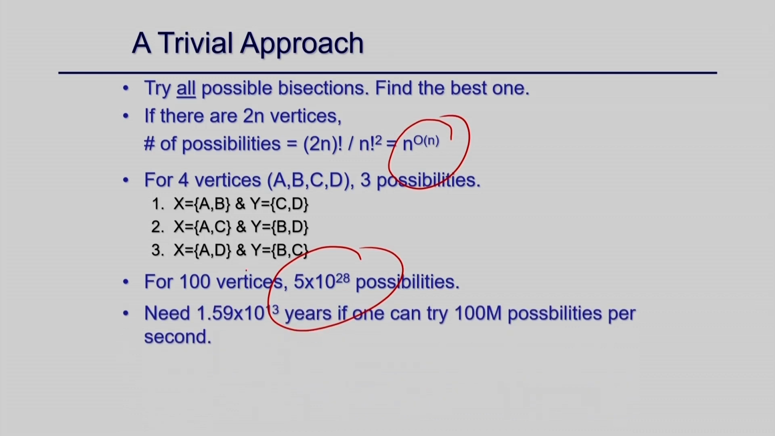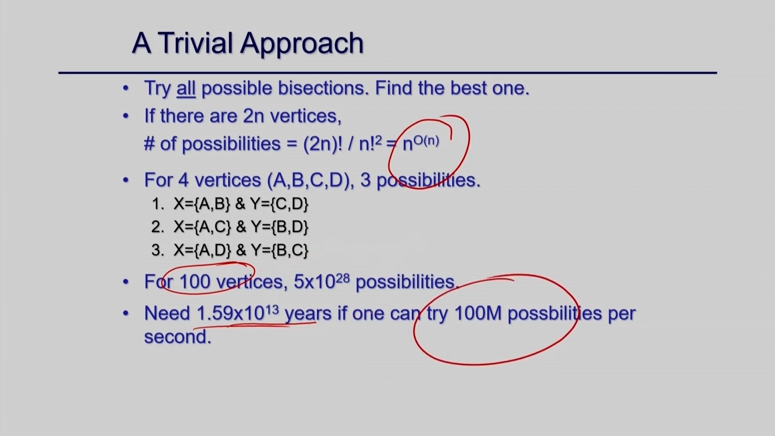So even for only 100 vertices, it will take about 5 times 10 to the power 13 years, which is infeasible. Even if you try 100 million possibilities per second, you need this much time. These numbers are just to show you that you cannot go for any brute force approach. Finding all possible bisections and picking the optimal one won't work.